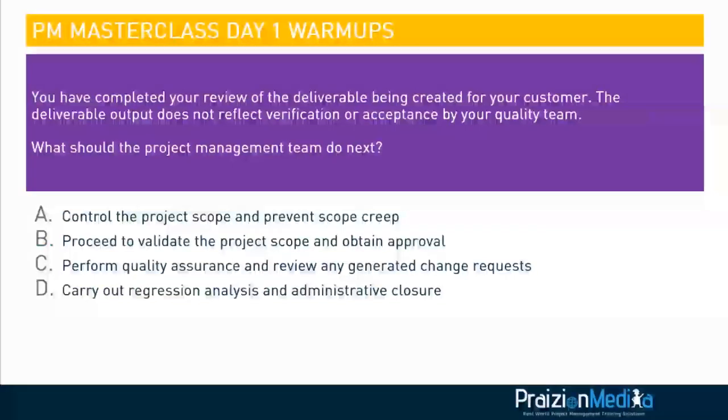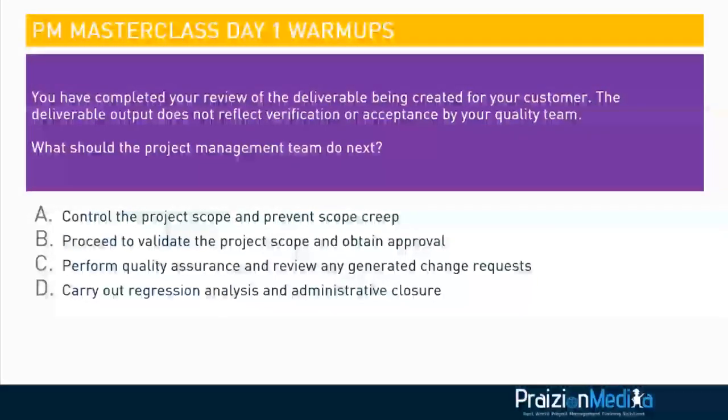Next question. You have completed your review of the deliverable being created for your customer. The deliverable output does not reflect verification or acceptance by your quality team. What should the project management team do next?